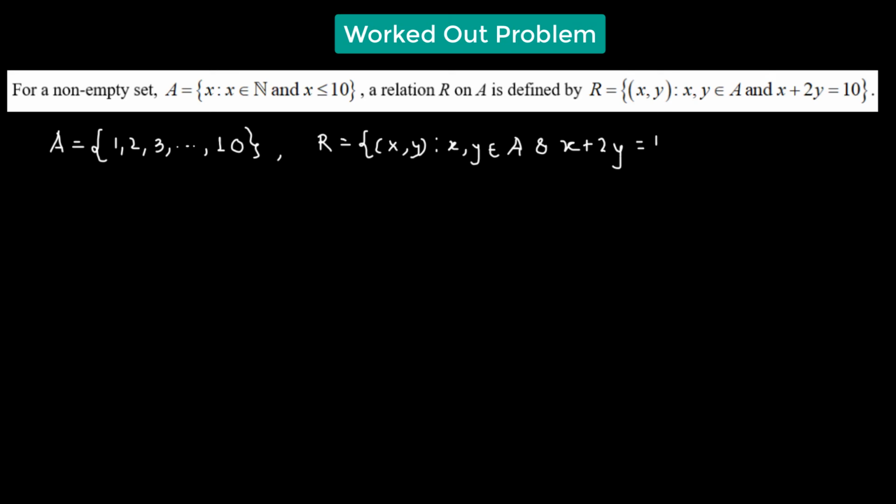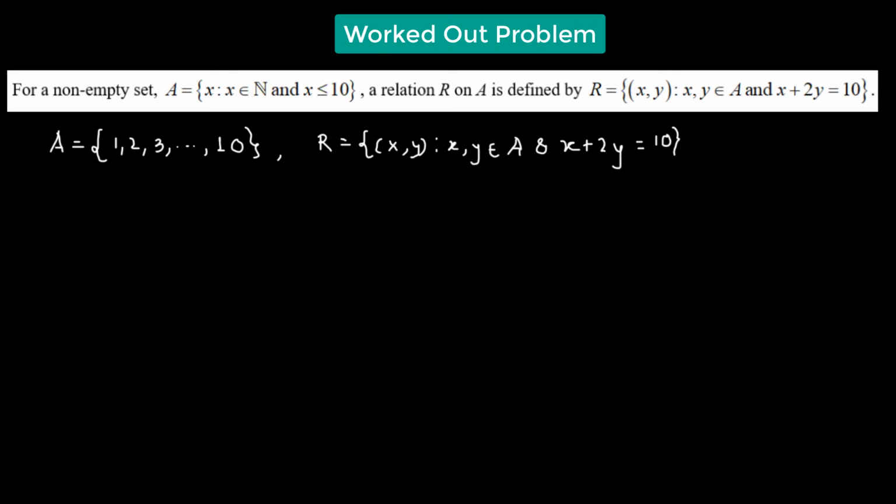So let us begin by first writing down the values of A. Our A being a natural number less than 10, so we start from 1 all the way up to 10. And our relation R is given by the set of ordered pairs x and y such that x and y belong to the set of natural numbers less than 10, and we have the relation between x and y given by x plus 2y is equal to 10.